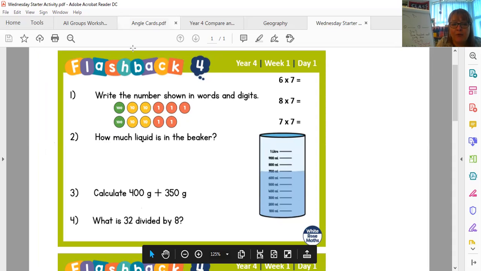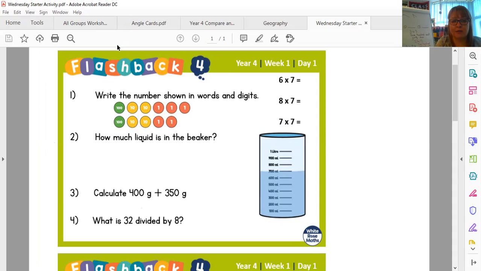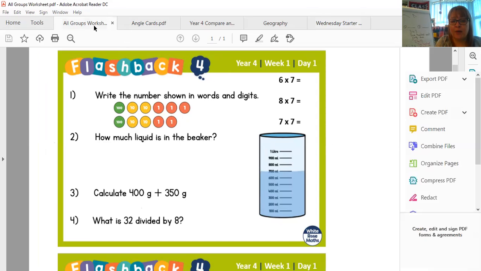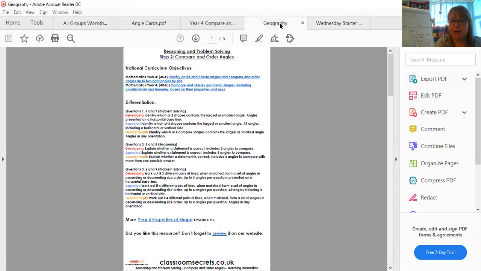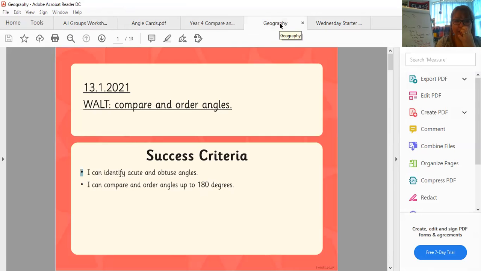Right then, moving swiftly on. Oh, I've just pulled the thing down at the top, so I can't do it. We are going to be looking at, and I don't know why it says geography at the top when it opens, but for some reason it does, comparing and ordering angles.